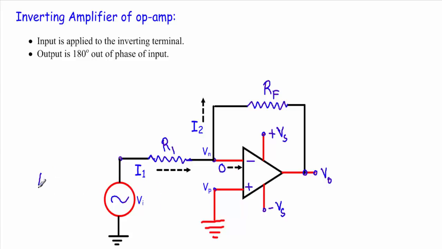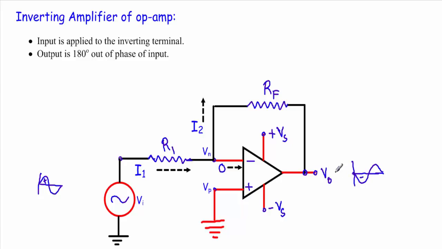If I, let's say, apply a sinusoidal whose positive cycle starts at t equal to 0 at the inverting terminal, I will get an output of the same shape, but it will be 180 degrees out of phase with respect to this input voltage. 180 degree phase shift means that it will start its negative half cycle at t equal to 0. This is the t equal to 0 point.